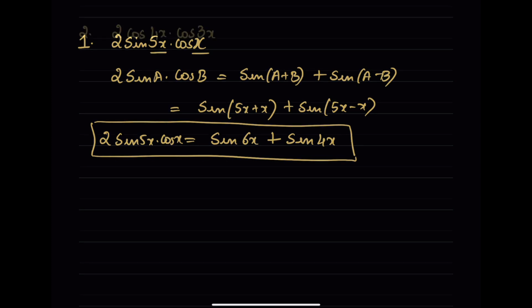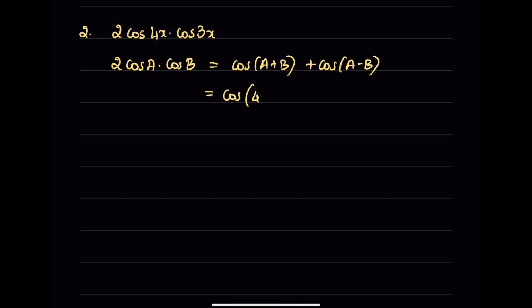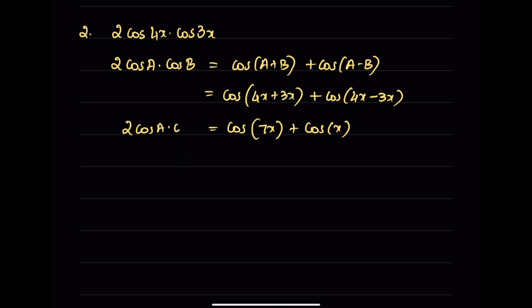Now let's try the second one. In the second one, the format is 2 times cos A cos B. So 2 times cos A cos B is cos of A plus B plus cos of A minus B. So this would be cos of 4x plus 3x plus cos of 4x minus 3x. So we will have cos of 7x plus cos of x. So that is how we can solve the second question.